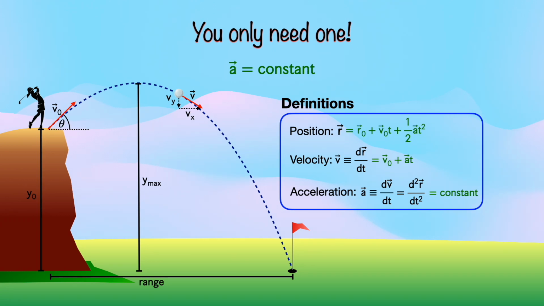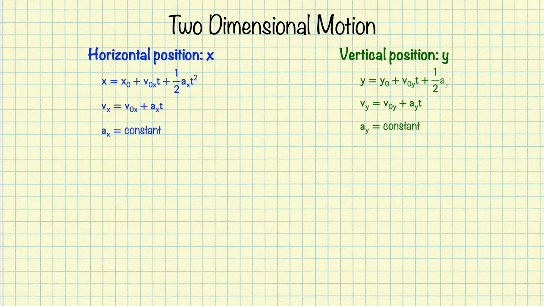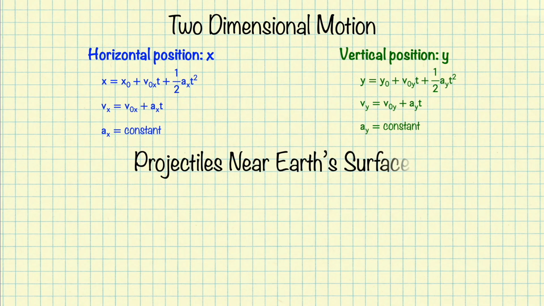Now we live in a 3-dimensional world, but let's take a look at 2-dimensional motion to make things a little simpler. And anyways, 2-dimensional motion is all we need for projectile motion. So in 2 dimensions, we have a horizontal component and a vertical component. So our complete set of equations, assuming constant acceleration, will be our 3 sets of equations for each direction. Now, ultimately, what we want is projectile motion, and we will take a look at that in the next video.